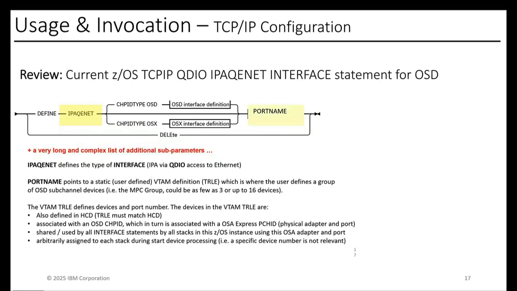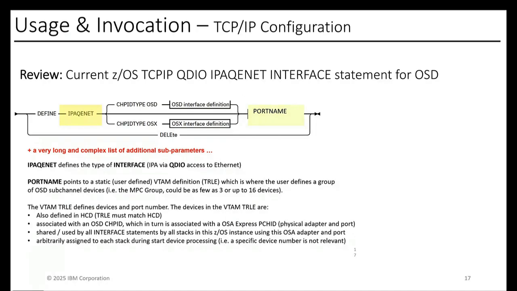So here's backing up the current IPAQENET definition. Behind that, the basics is IPAQENET, and you specify the port name. In this case, you can see there's a chpid type that defaults to OSD, and then there are OSD interface definitions. There's a long list, and we're going to get on, in about 3 or 4 charts, to list what makes sense on the new EQENET definition statement.